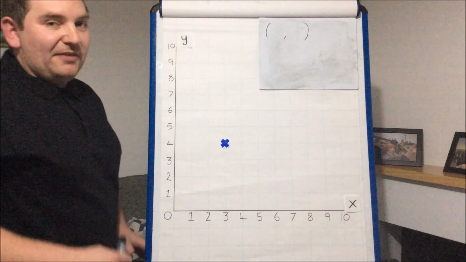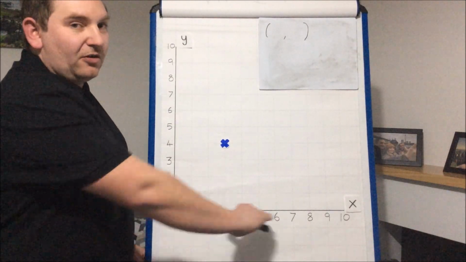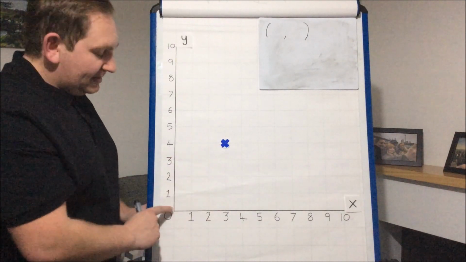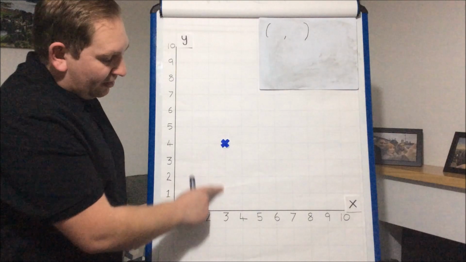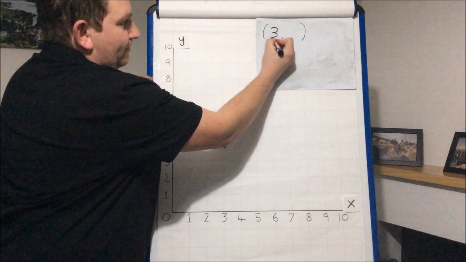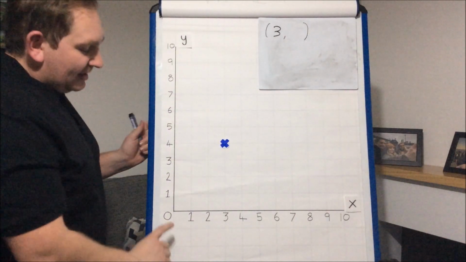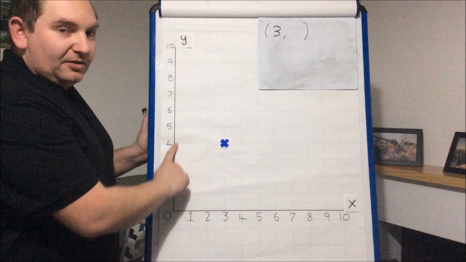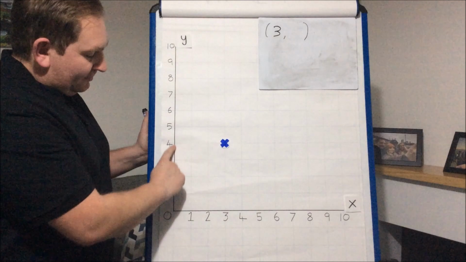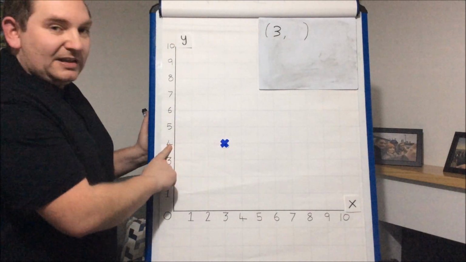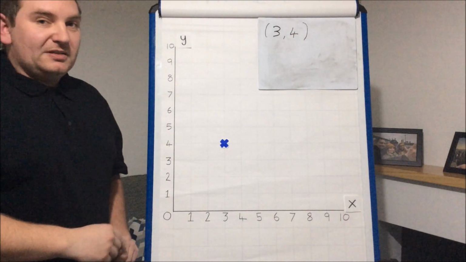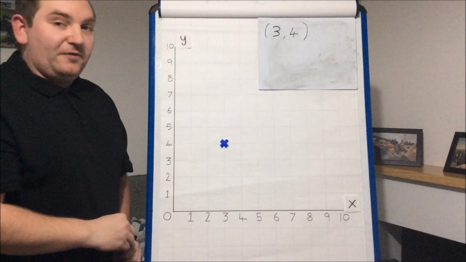Okay, so if you remember what I said before, I like to think along the corridor and then up the stairs. So if we go along the corridor to the point where that blue X meets, we will get to the 3. That tells us that the first number is 3 for our x-axis, and then we go up the stairs on the y-axis until again we meet that blue cross, which tells us that it is a 4. So the coordinates for the blue cross are 3, 4.